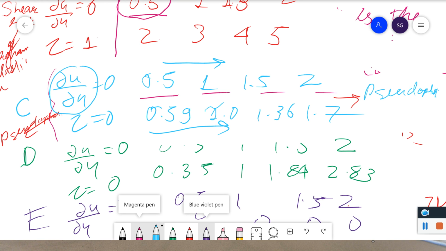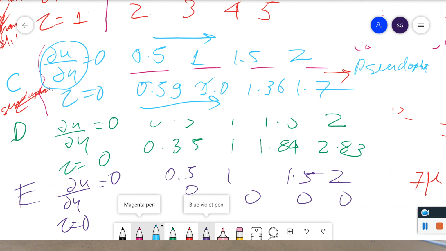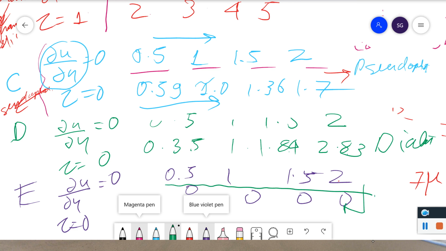Whereas D, if we talk about D1, the values are 0.5, 1.5, 2, 3, 1.84 and 2.83. Here we can see that the shear stress is increasing with the increase in shear rate. So it is known as dilatant. And fluid E is an ideal liquid because it has no effect on anything. So it is also known as ideal liquid.